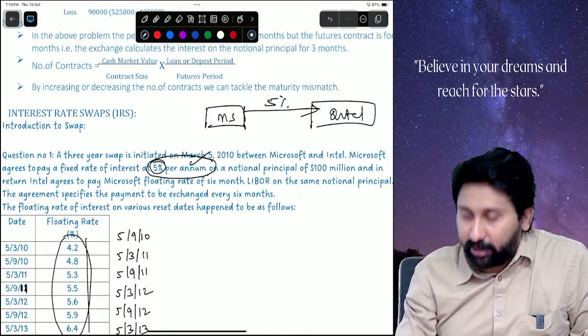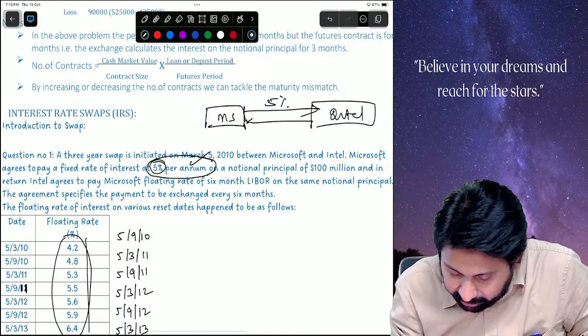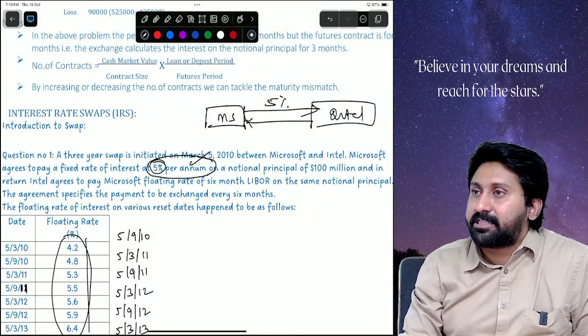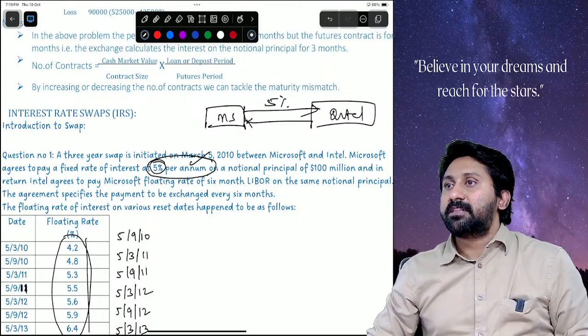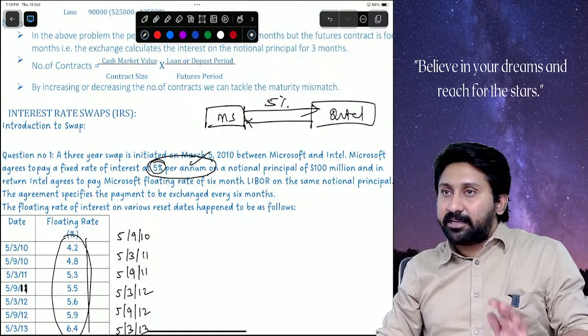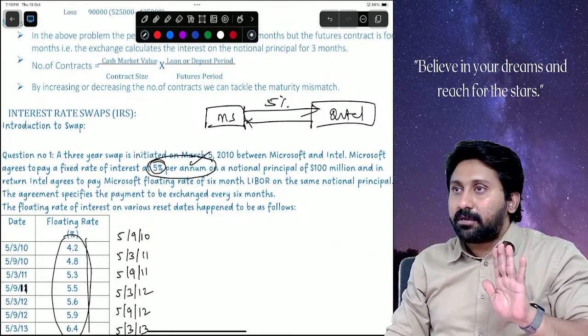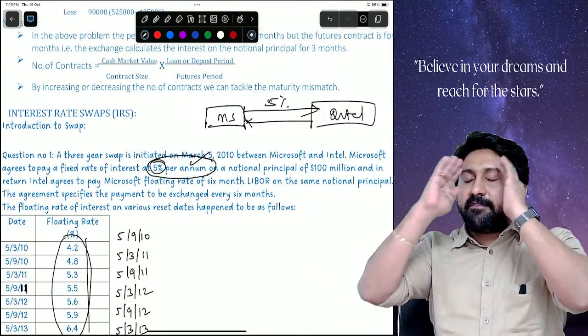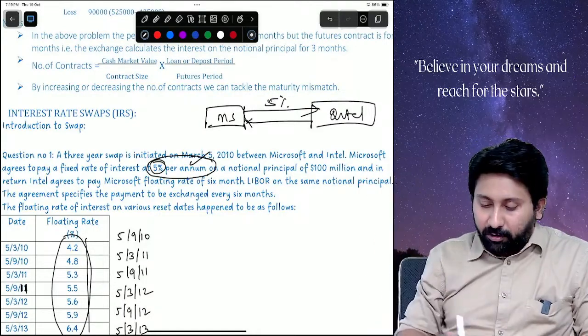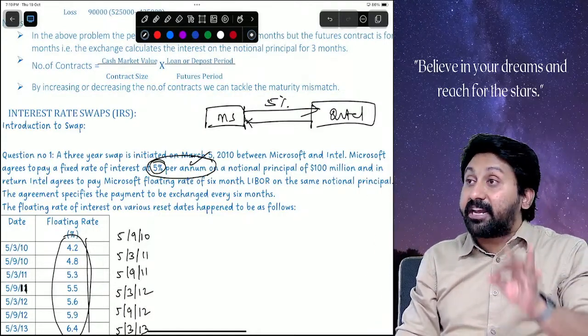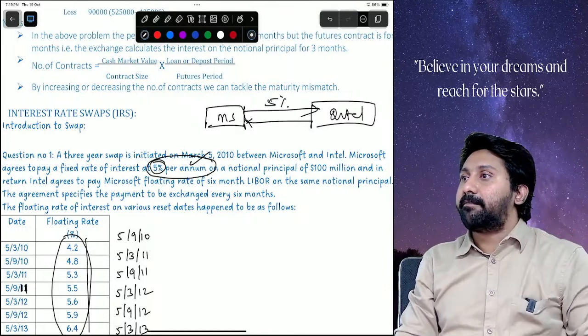5%. Okay. And Intel wanted to pay what? Floating. How much is the floating? Changing. Same or changing? Changing. In this, one party will gain, one party will lose. Okay? Sir, first everyone tell me, Microsoft's original position, is it paying floating or fixed?